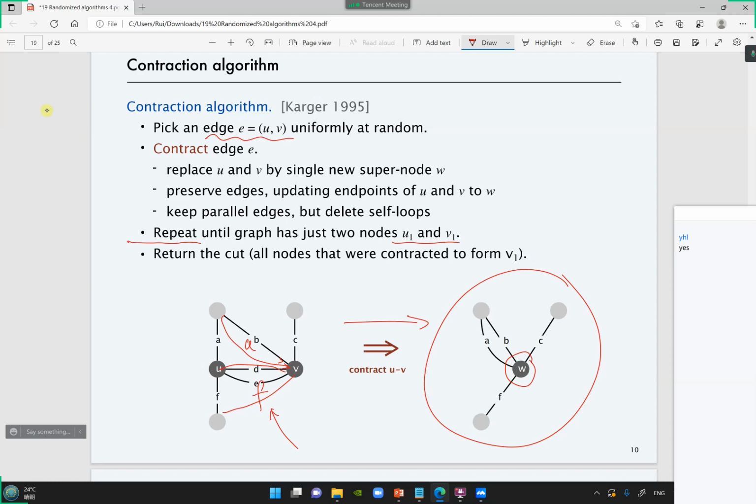Remember that we allow multiple edges between 2 nodes. So for example, in this original graph you have 2 edges between U and V, and in this new graph you have 2 edges between U and V, and in this new graph you have 2 edges between these 2 nodes. So that's the entire algorithm. Pick a random edge, contract the edge, and keep doing this until you're down to 2 nodes. Then take all the edges between those 2 nodes, and that's your min cut.